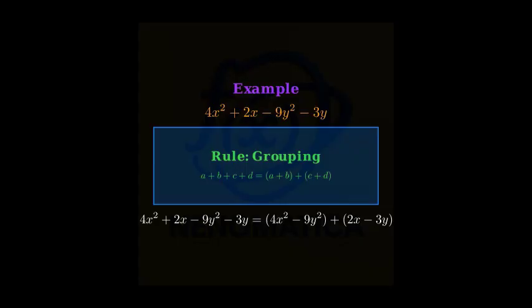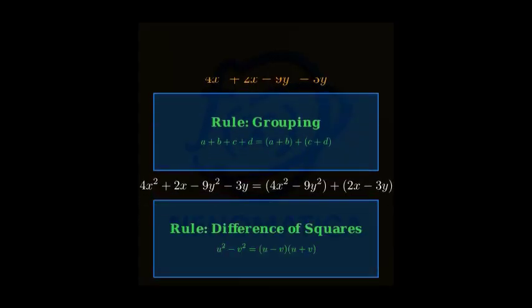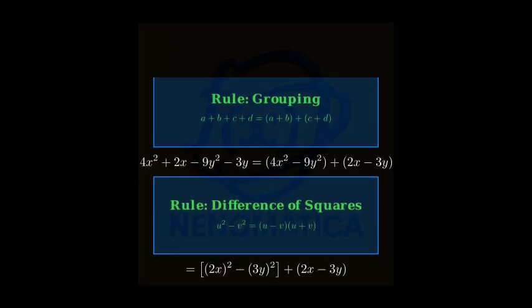Looking at the first group, 4x squared minus 9y squared, we can recognize this as a difference of squares. The rule states that u squared minus v squared equals (u minus v) times (u plus v). In our case, we can rewrite this as [(2x) squared minus (3y) squared] plus (2x minus 3y).